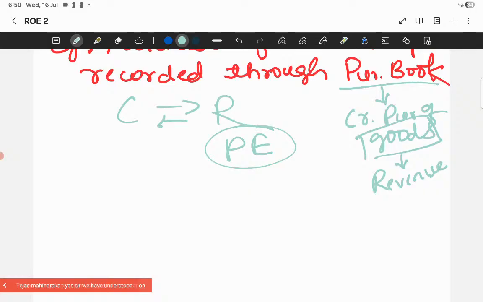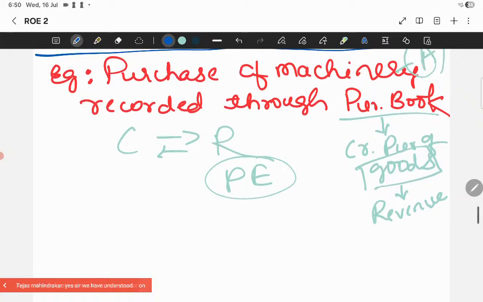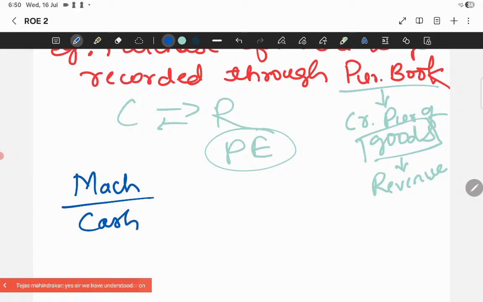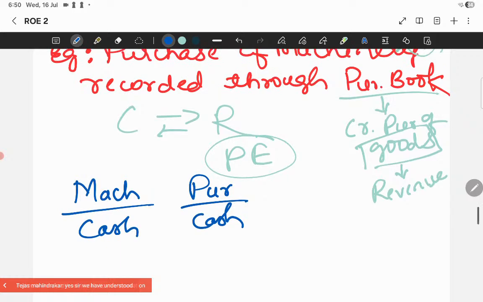Now, let us come to the journal entry part. What has happened here? It was supposed to be recorded as machinery account debit to cash account, but it has been recorded as purchase account debit to cash account. Machinery to cash has been recorded as purchase to cash. This is the real problem which has happened.